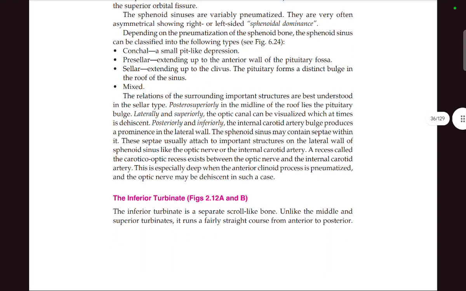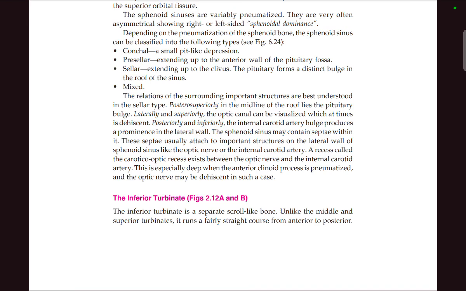The sphenoid sinuses are variably pneumatized. They are very often asymmetrical, showing right or left sided sphenoidal dominance. Depending on the pneumatization of the sphenoid bone, the sphenoid sinus can be classified into the following types: conchal, a small pit like depression; precellar, extending up to the anterior wall of the pituitary fossa; cellar, extending up to the clivus, where the pituitary forms a distinct bulge in the roof of the sinus; and mixed. The relations of the surrounding important structures are best understood in the cellar type.